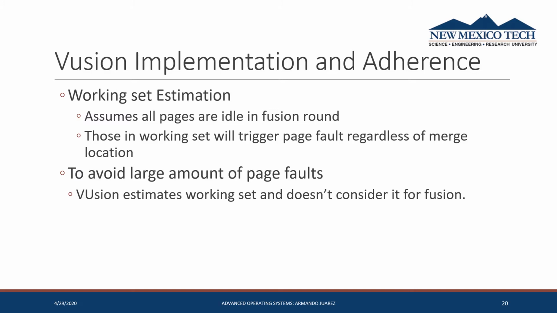Now, what ends up happening here in the VUsion implementation is that they get a large amount of page faults because of how that working set is currently set up. And so, to get around that and all of that wasted performance, VUsion estimates the working set and then doesn't initially consider it for fusion.